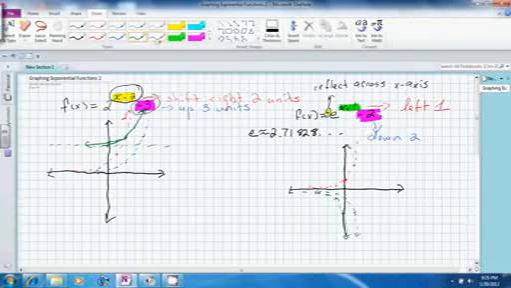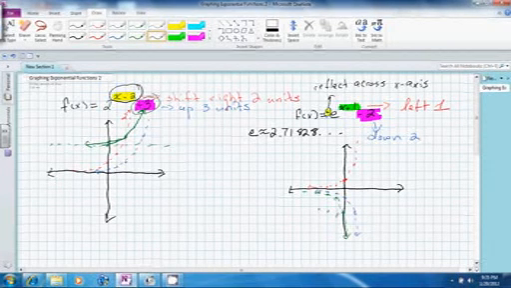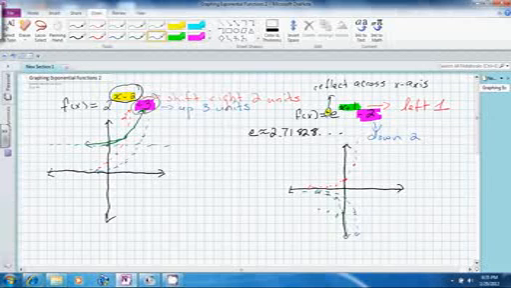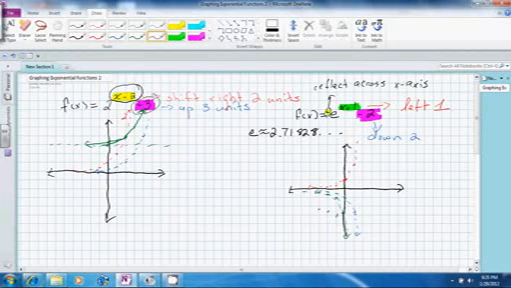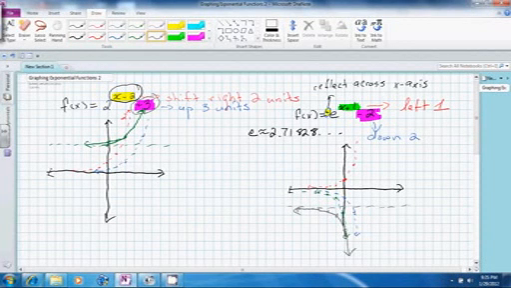And then finally, the minus 2, which is going to take everything down 2. And now, negative 2 is my horizontal asymptote.